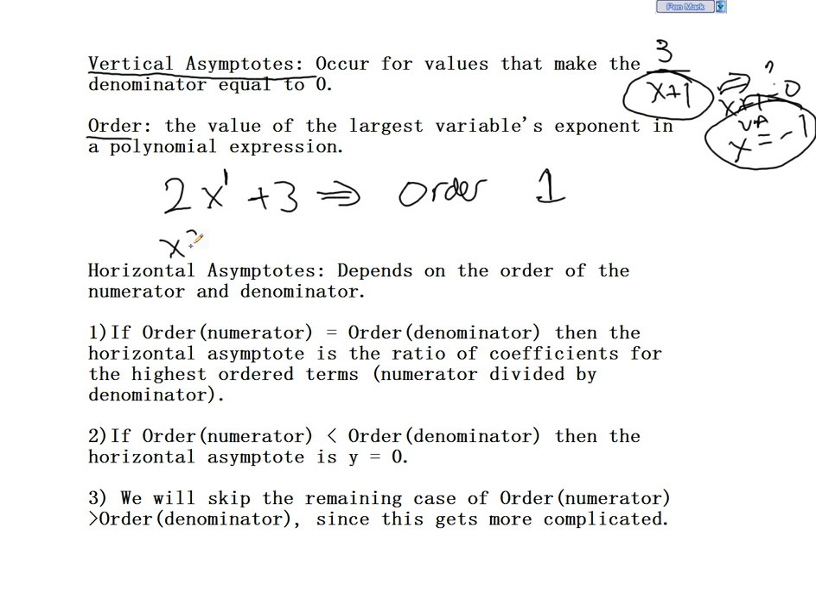What about x squared plus 4x plus 3? Well, in this case, the variable with the biggest exponent is x squared, and so this guy would be of order 2. So higher powers dominate lower powers.